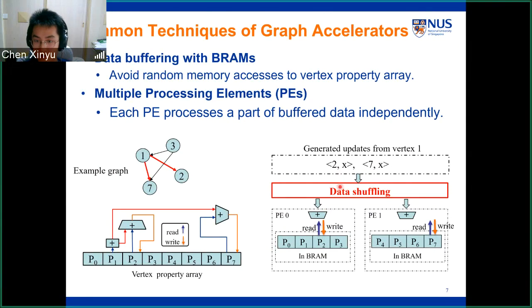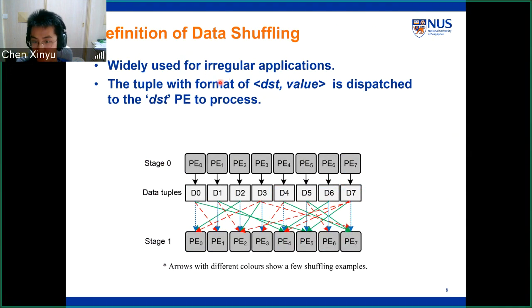Here we first introduce the definition of shuffling. Basically, it's widely used for irregular applications. Let's say the data tuples generated from one stage are going to be dispatched to the next stage according to their value. Here we want to dispatch these tuples according to their destination. These connections are not static because the data can have any value. So it's runtime data dispatching, and which PE to go to is determined by their value.